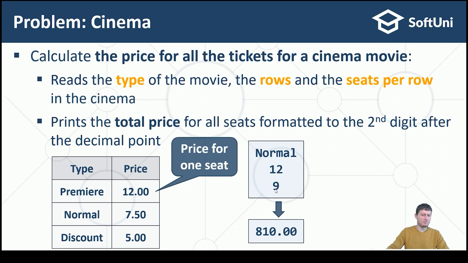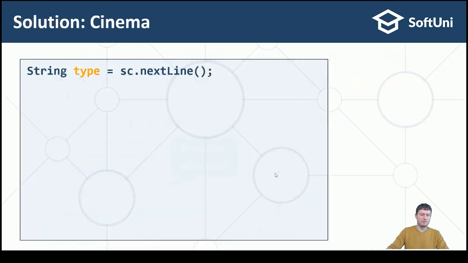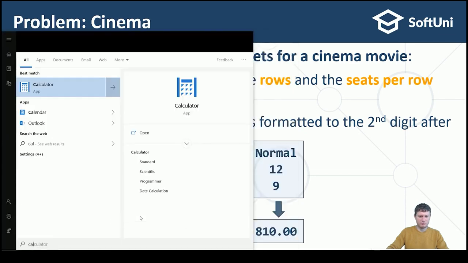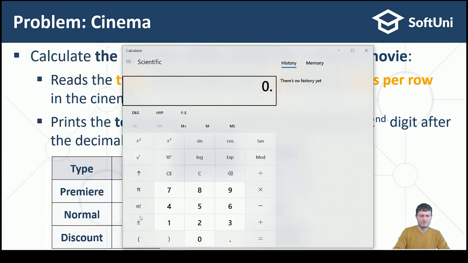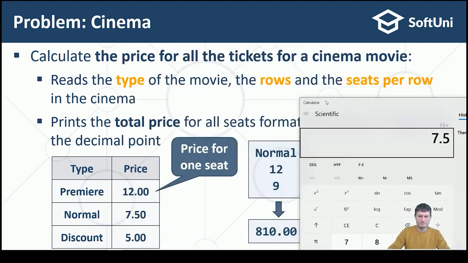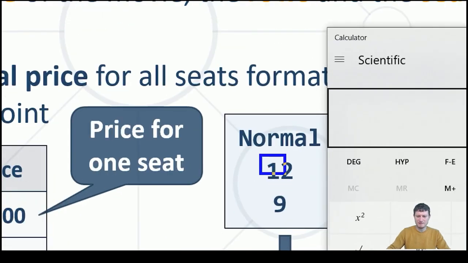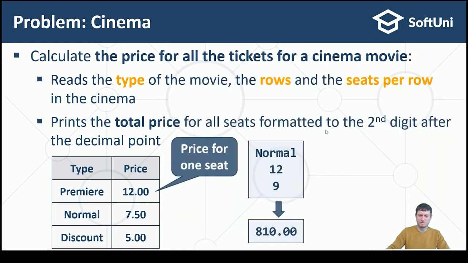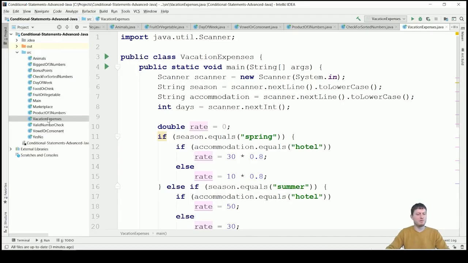So if you have normal, 12 rows and 9 seats per row, we have normal 7.5 multiplied by 12 multiplied by 9, it is 810.00, and the output should be formatted with 2 digits after the decimal point.